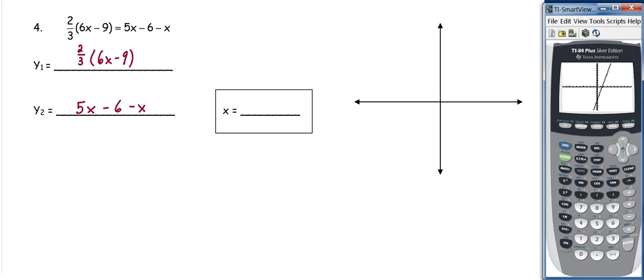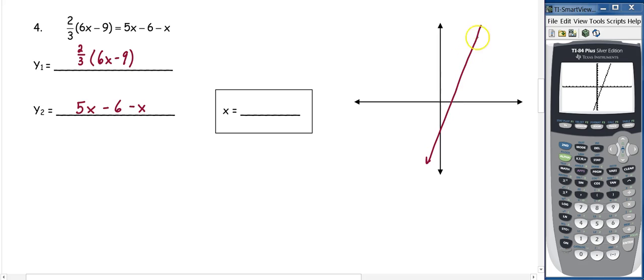This is actually the other special case where there's really two lines, and if you have a color calculator, you can see that the colors are overlapping. So this happens when lines are overlapping. This is our other special case we talked about with solving. If you have overlapping lines, this means x has infinitely many solutions. Or we can just say infinitely many.